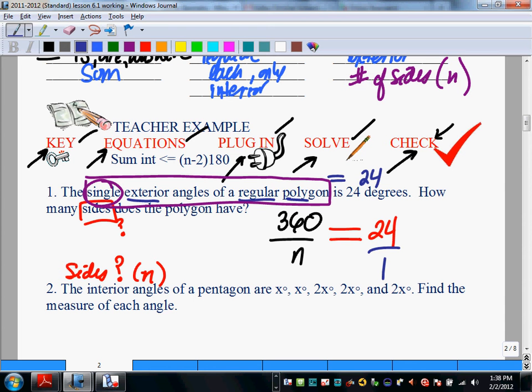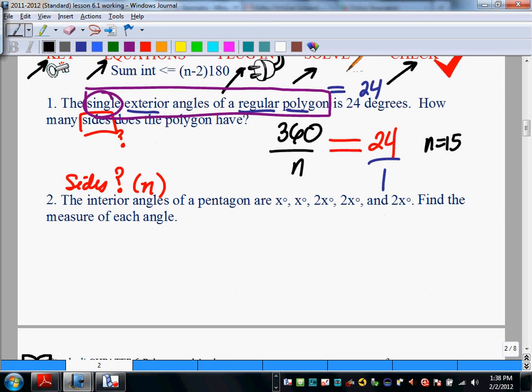All right, what'd you get for n, guys? Out loud? 15. Okay, let's try another one, and then we'll take the training wheels off.